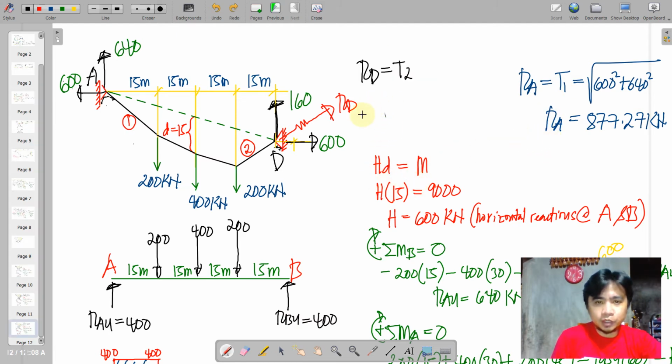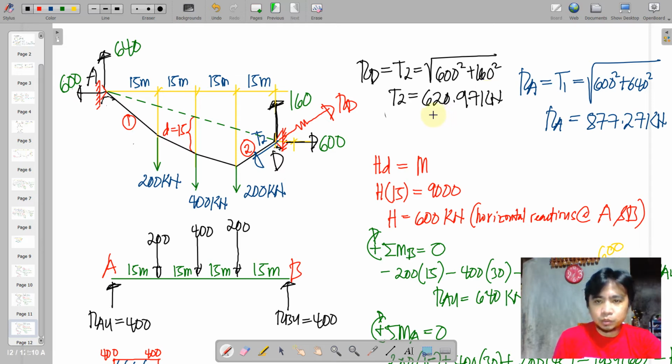We'll have RD equal to the tension at 2. So this is parallel to T2 here, which is equal to the square root of 600 squared plus 160 squared. So by this, we can now solve for the tension at 2, which will be equal to 620.97 kilonewtons. So this is our tension at 2. So that's it for this problem.